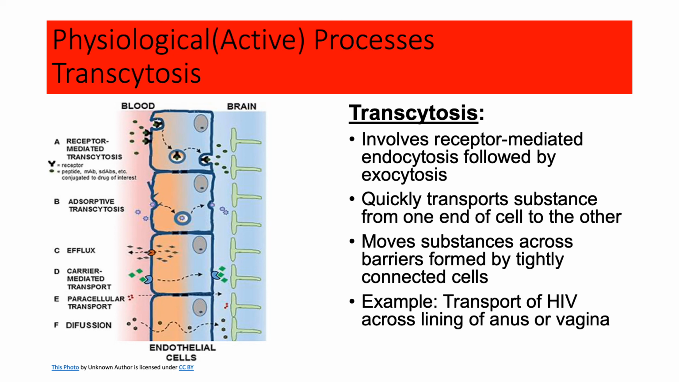The last type of active process I'll talk about is transcytosis. It involves receptor mediated endocytosis followed by exocytosis. So it has to be endo plus exocytosis. It quickly transports substances from one end of the cell to the other, and moves substances across barriers formed by tightly connected cells. A good example is the transport of HIV across the lining of the anus or vagina.